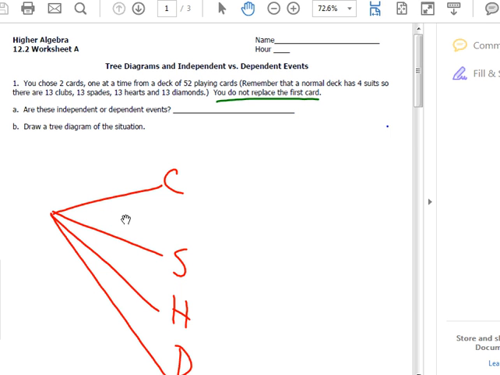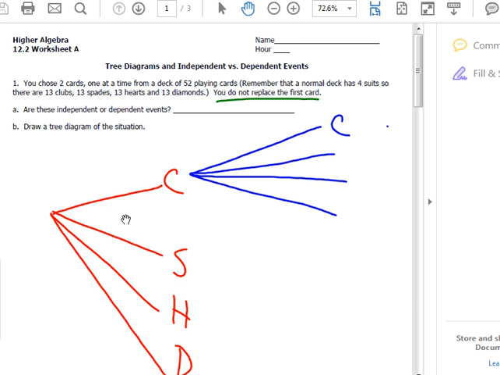If I get a club, then I could do it again. See what I mean? Clubs, spades, hearts, diamonds. But that's it. We're not going to make you go further than that. But you have to do that for each thing. So that means a total of 16 branches on this tree. So here's what you write on each one.